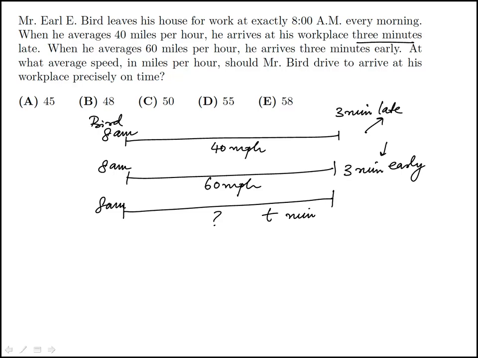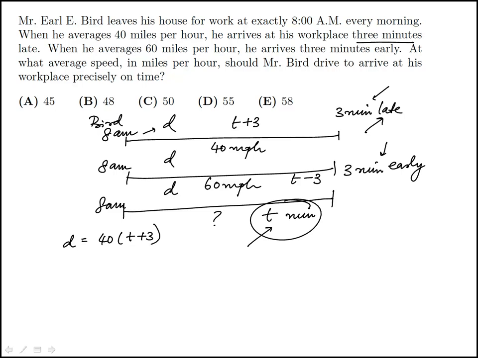And so if the time is t, for which he arrives there on time, these times relative to t, this would be t plus 3 more minutes, because he's late there. And here would be t minus 3, where t is referring to the time he needs to arrive on time. So the distance is the same in all these cases. So the first relationship here would be distance is rate times time, 40 times t plus 3.